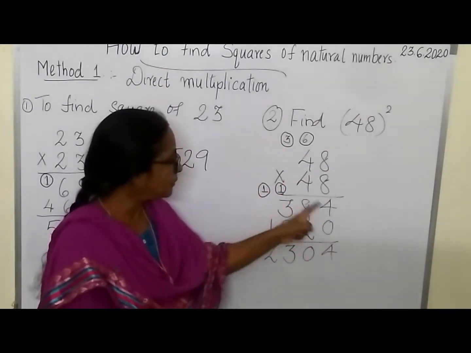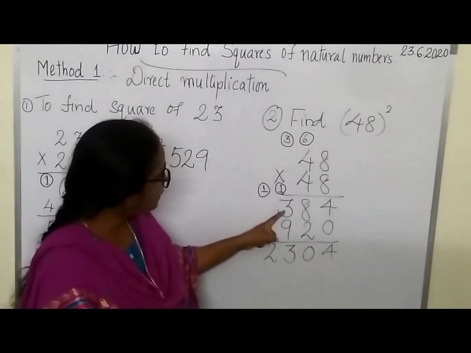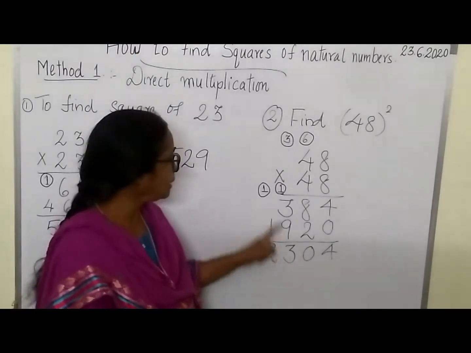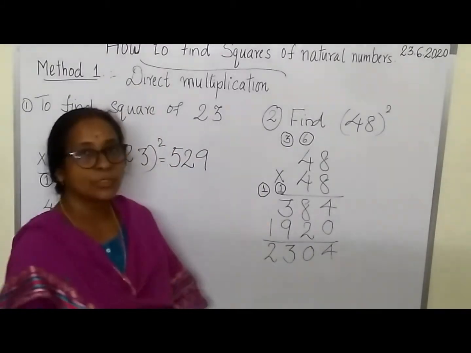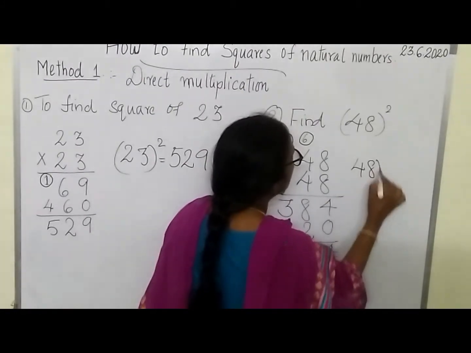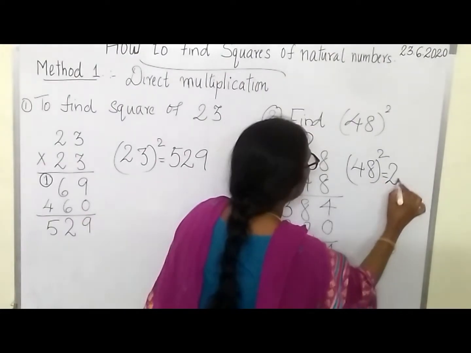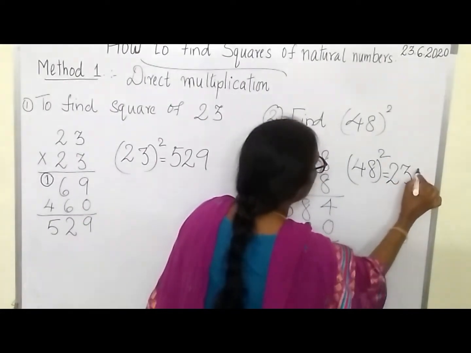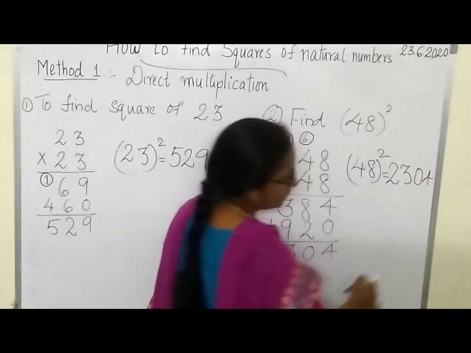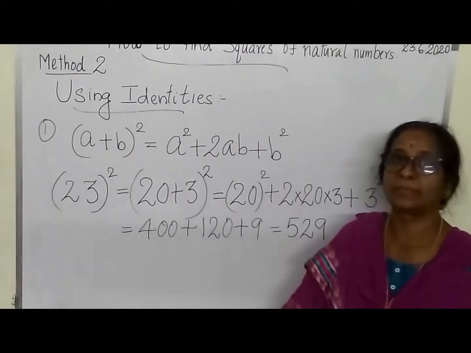Then add them. 4, 8 plus 2 is 10. 1 carry. 3 plus 1 is 4, plus 9 is 13. 1 carry. 1 plus 1 is 2. That is, 48 square is equal to 2304. Okay. Now let us see the second method.